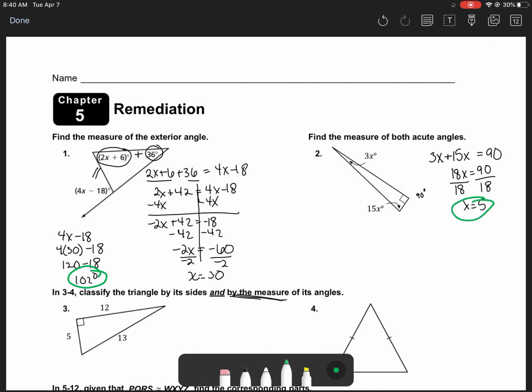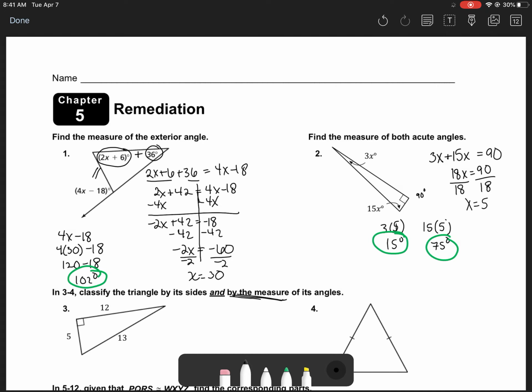This one did ask again for the measure of the acute angle, so I'm going to plug that back in. So 3 times 5 is 15 for one of my angles, and 15 times 5 is 75. So really, I probably shouldn't have circled the x equals 5. I'll erase that part. That's technically not the answer, though it is an important step.